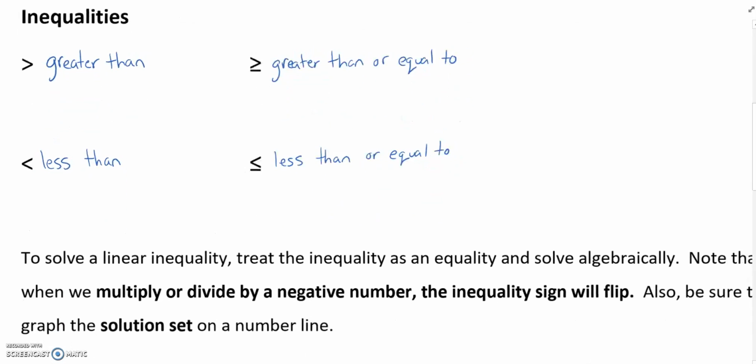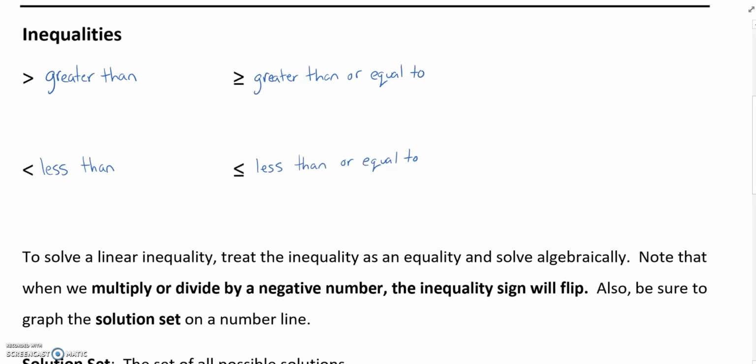So to solve a linear inequality, treat the inequality as an equality and then solve it algebraically. There's really two catches. When you multiply or divide by a negative number, the inequality sign will actually flip. So don't forget to do that. Often we're going through really excited about finishing the algebra, and we'll sometimes forget to flip that inequality, and when you do that, your statement is no longer true.